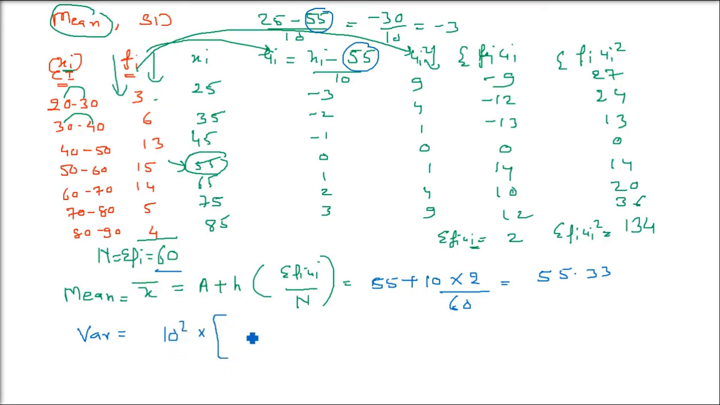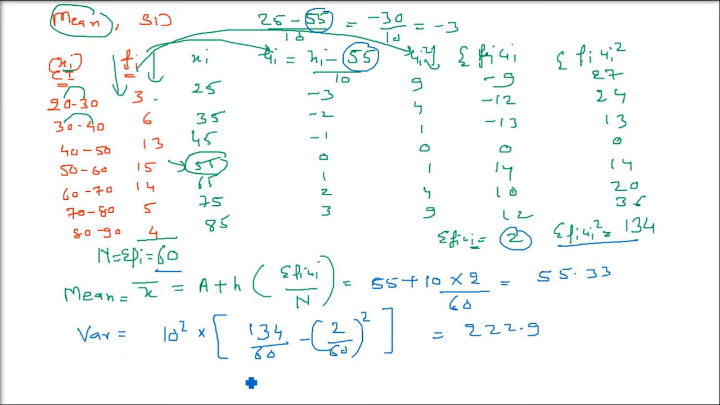Into, now bracket starts, sigma fi ui whole square. That is the last column you have to take. That is 134. What is capital N? Sigma fi, 60. Now minus, this is sigma fi ui. What is sigma fi ui? 2. And what is N? This is 60 whole square. So what do you compute? 222.9. And this is variance.